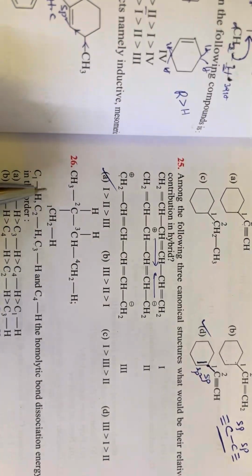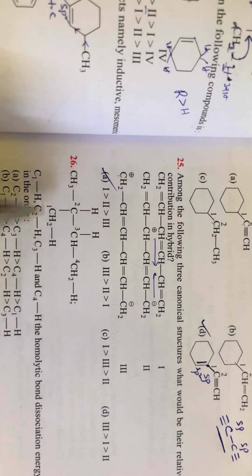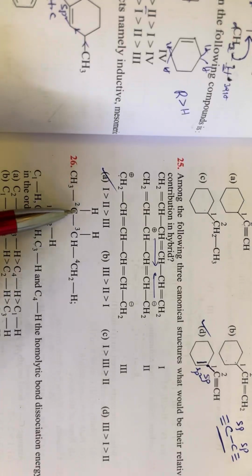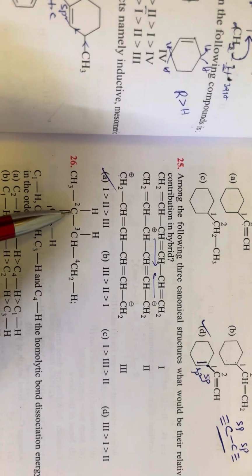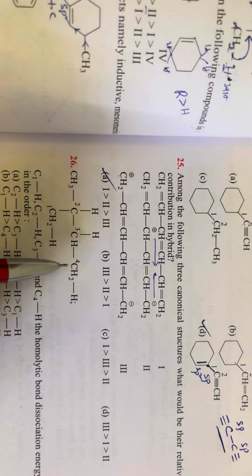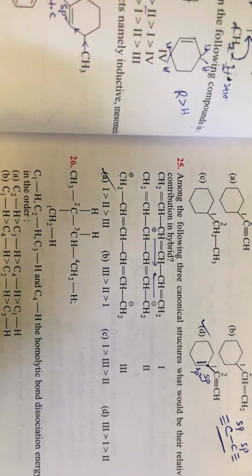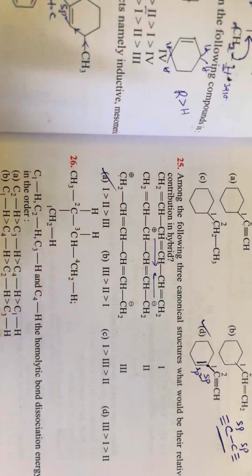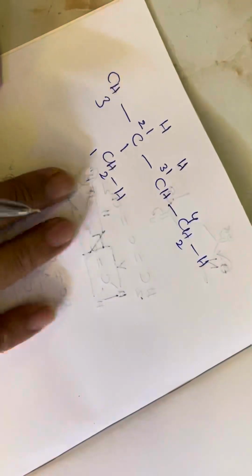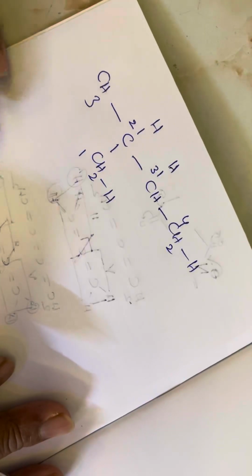A very important model it is. And they mentioned here 1, 2, 3, 4 carbons: carbon, hydrogen, second carbon, third carbon, fourth carbon, hydrogen. They're asking, if it is homolytic bond dissociation, then which bond requires more amount of energy? Got it? This is our given molecule.